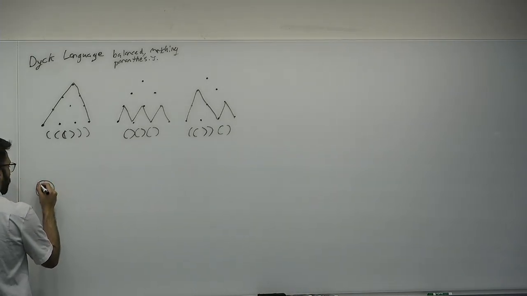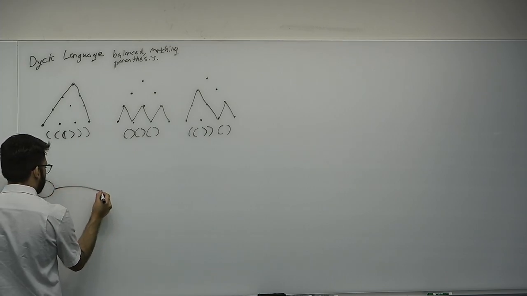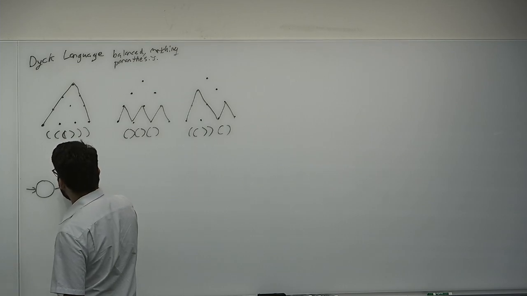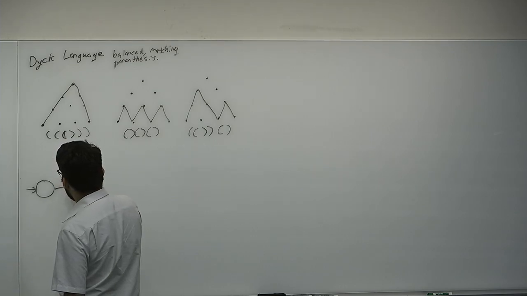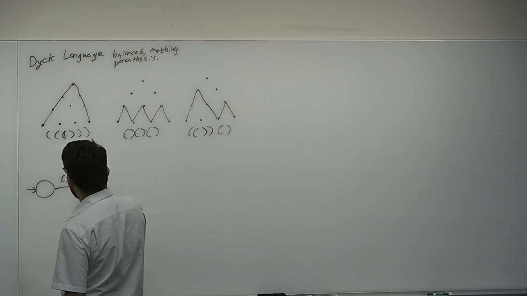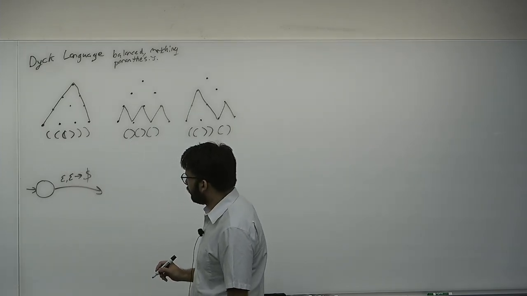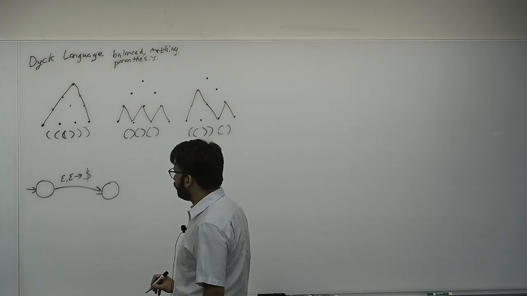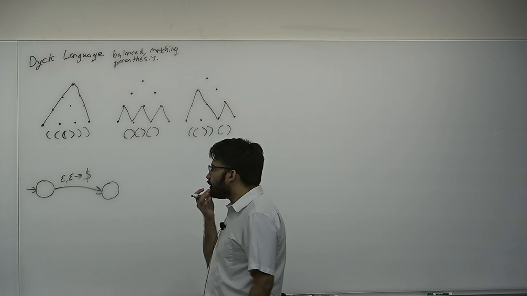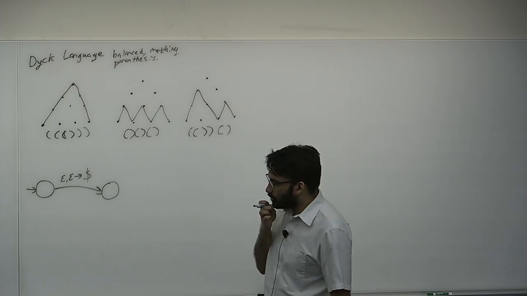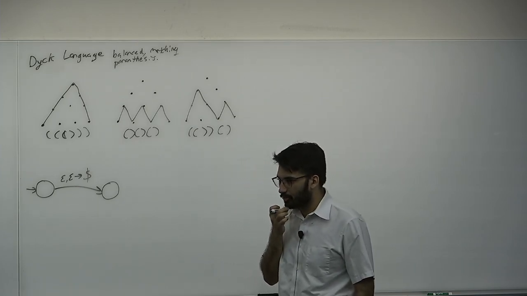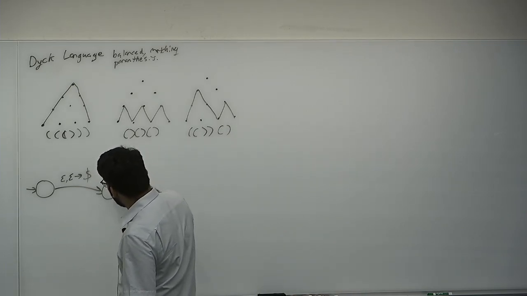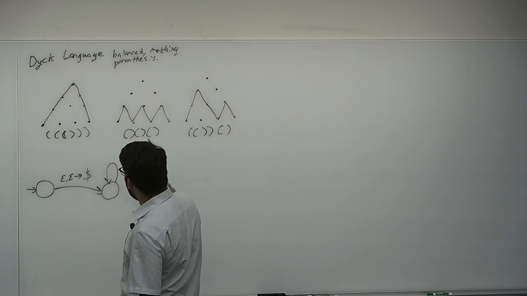So we're going to start somewhere. We need to check if the stack is empty. So we're going to read nothing off the input, pop nothing, push the canary. Then every time we see an open, we increment the counter. Every time we see a close, we should decrement the counter. So it's actually much easier than it looks. If we see an open, push an A.